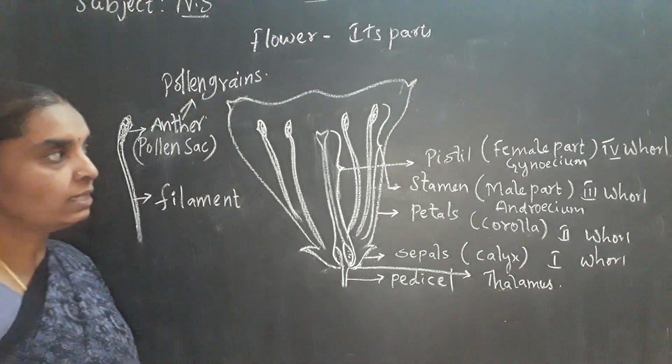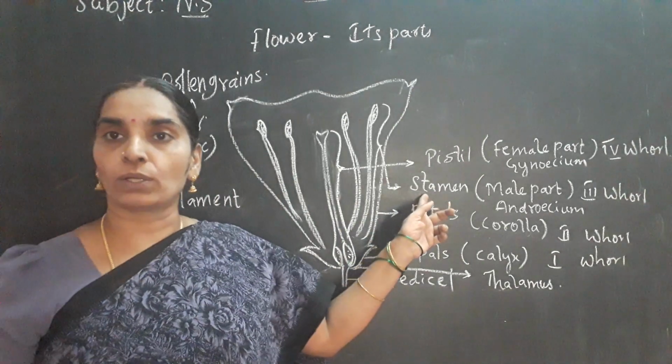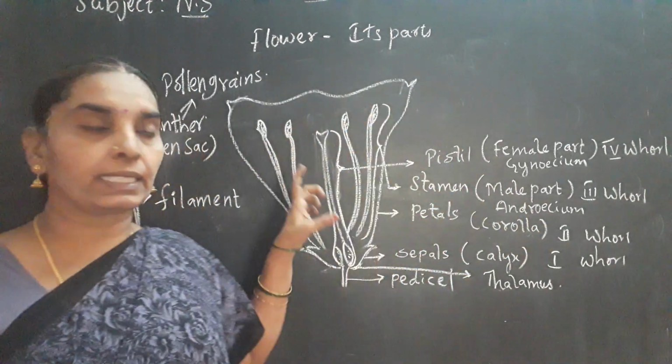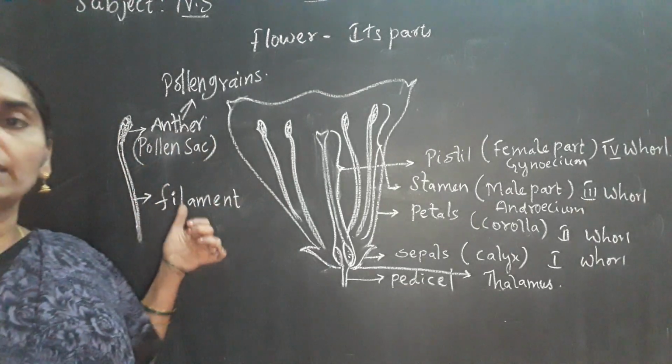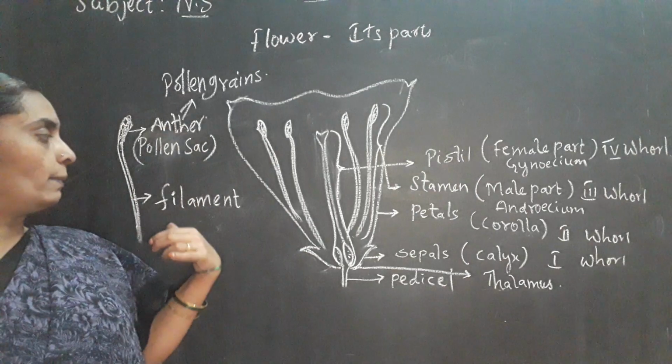Is it clear, children? Once again I repeat, the androecium. Androecium is also called as stamen. It is the male part of the flower. It contains 2 parts, filament and anther. So the stamen consists of filament and anther.